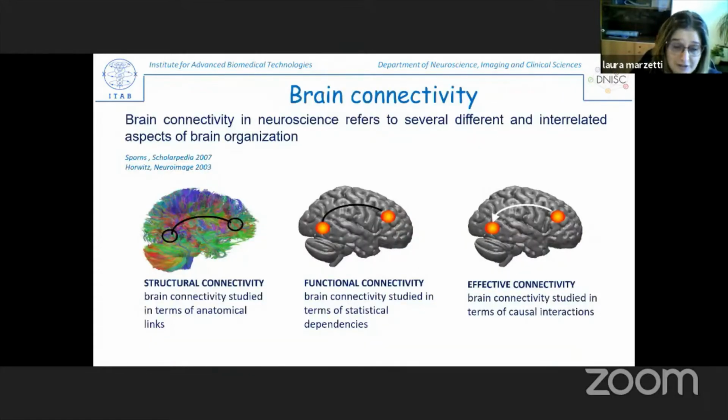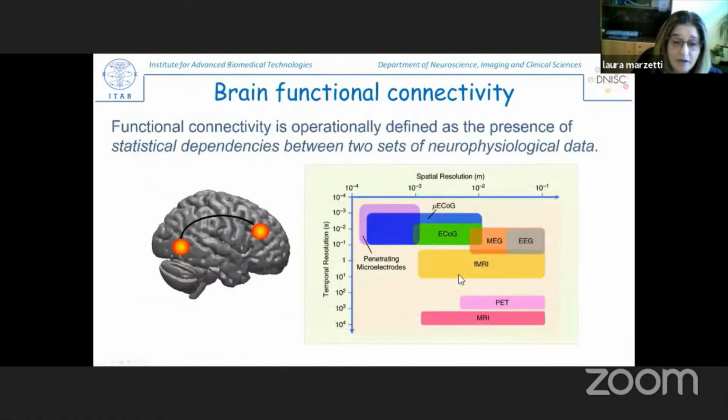So, I guess many of you know that we are working with functional connectivity when working with the EEG and MEG. Functional connectivity basically means that we are studying brain connectivity in terms of statistical dependencies from our functional data. Functional data can come from a bunch of invasive or non-invasive techniques, and of course, what we are presenting today mainly deals with the use of MEG and EEG in this framework.